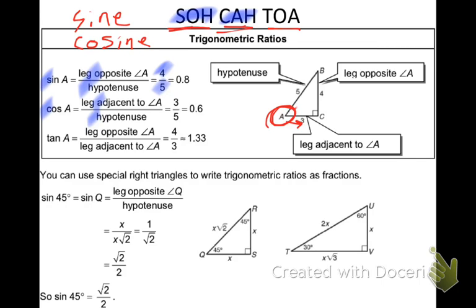And then lastly, we have the TOA. That is our tangent. Tan stands for tangent. The tangent is the opposite over the adjacent. All of these are ratios of the side lengths. That's what we're going to be focusing on today: finding the trig ratios and trig functions.